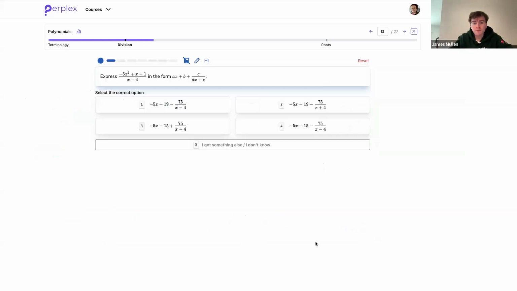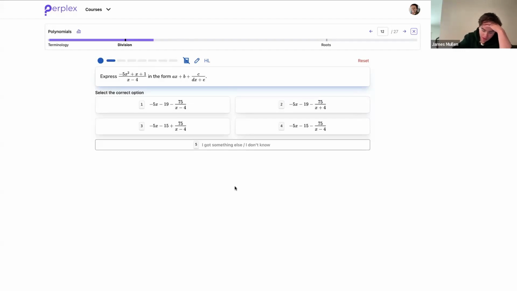Let's continue. I'm going to give you a chance to do this. I'm probably going to give you a minute and a half for this one, so I'll set the timer now. I'm trying to express this fraction, negative 5x squared plus x plus 1 over x minus 4, in the form ax plus b plus c over dx plus e.